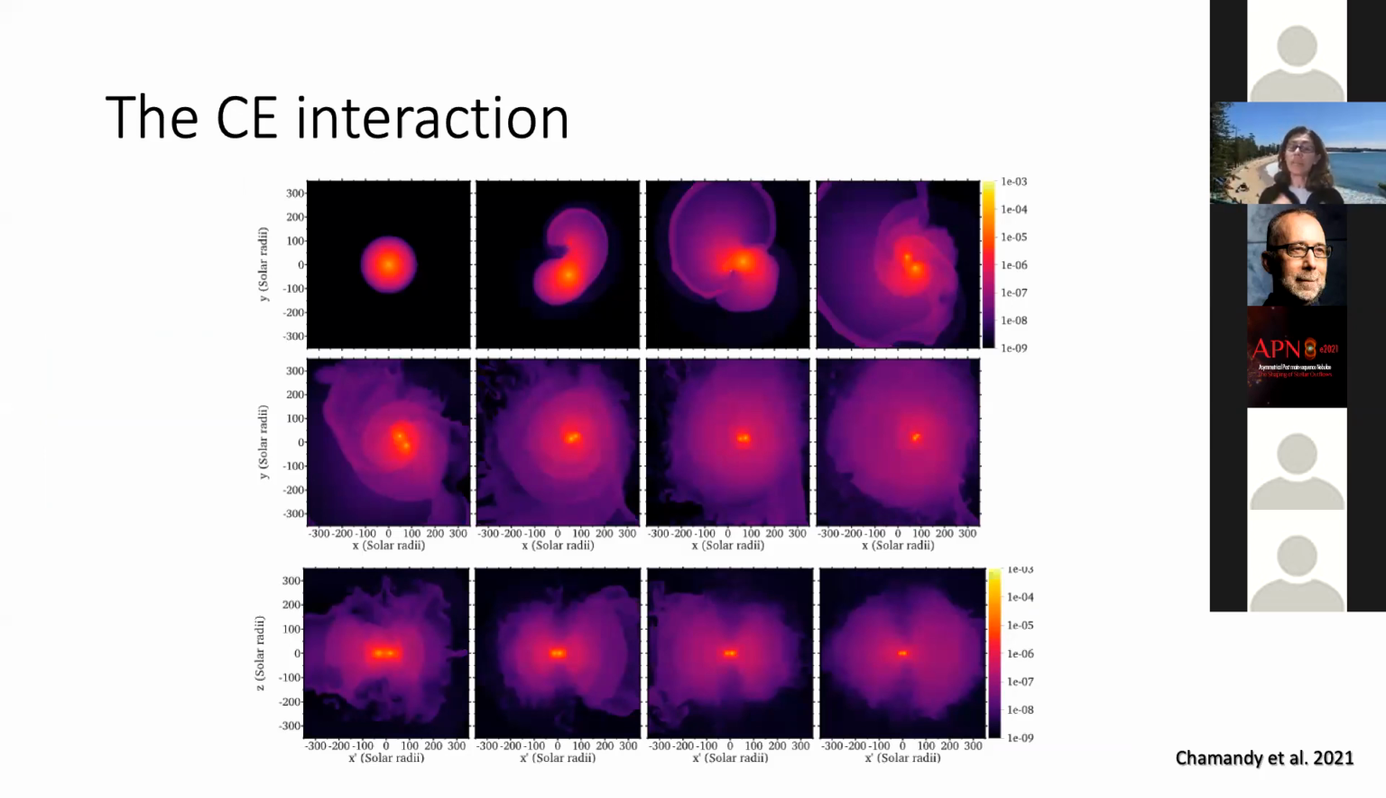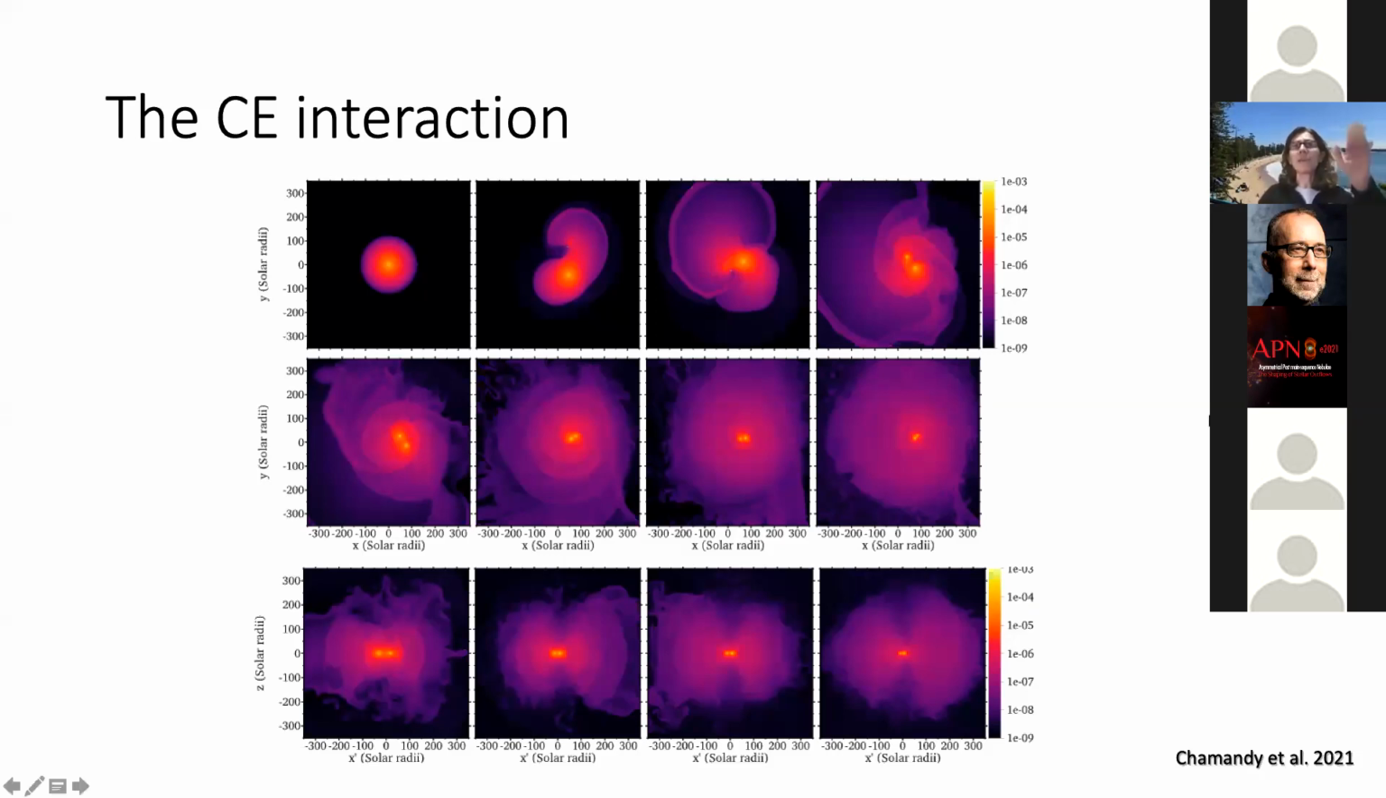Now, if the binary survives, usually it's because most of the envelope has been ejected. If that doesn't happen, instead, the binary can then merge into one star. So the point here, though, is that no matter what, some mass is going to be ejected and will escape the system, and this may form a nebula in the future.